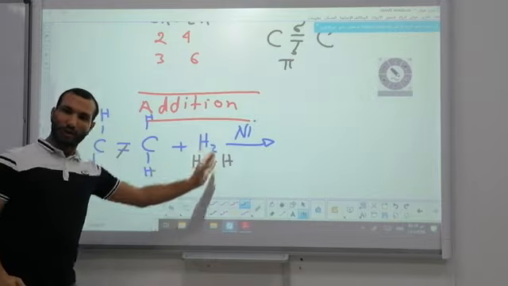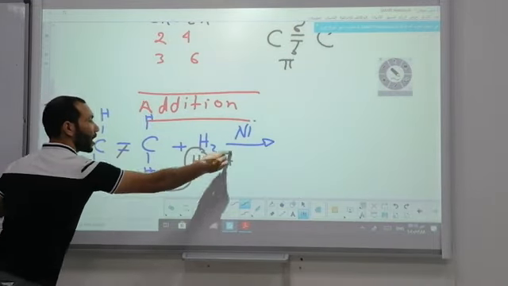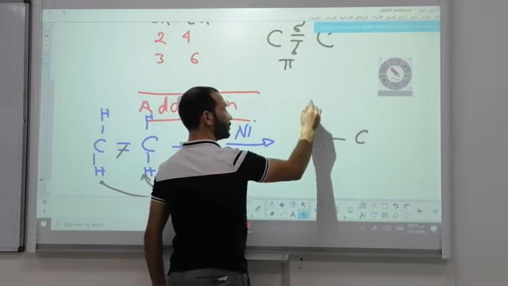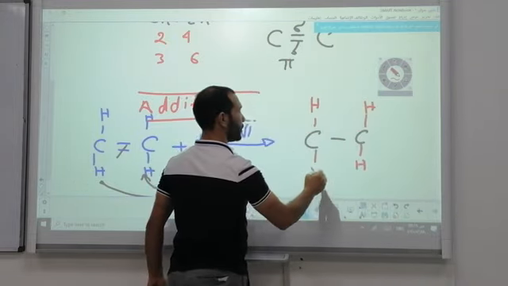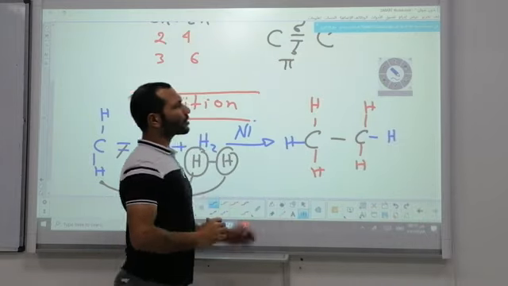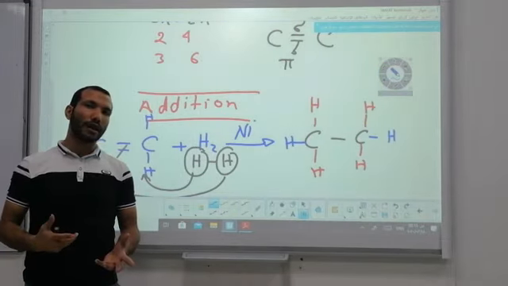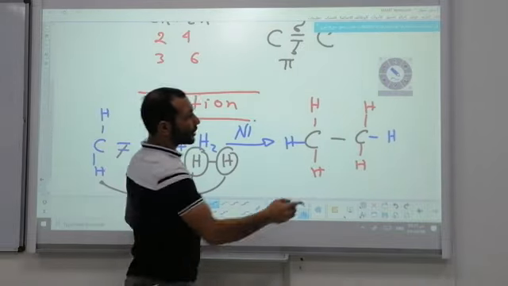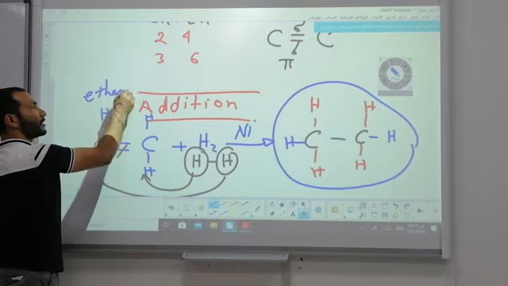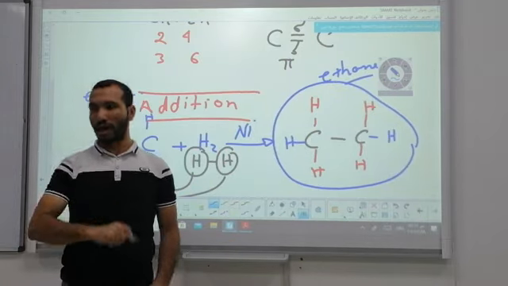We make an initiation. We break the bond between the hydrogens and change them into radicals. Then they will be added. This hydrogen will be added here, and this hydrogen will be added here, so it will form C single bond C. Of course, this reaction can be used in making butter, for hydrogenation of oil. By using this, we can open the double bond of ethene, or ethylene, of course, to change it to ethane, which is a saturated hydrocarbon. This is number one.